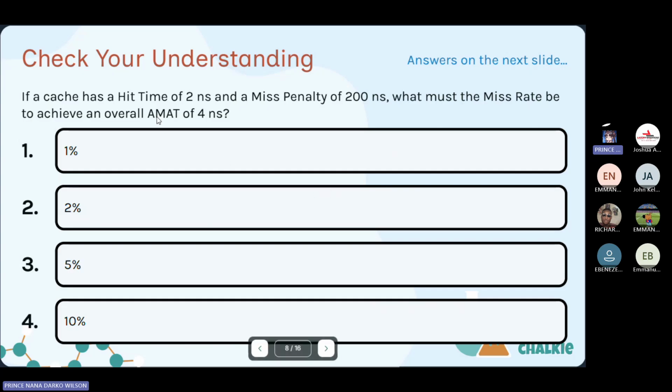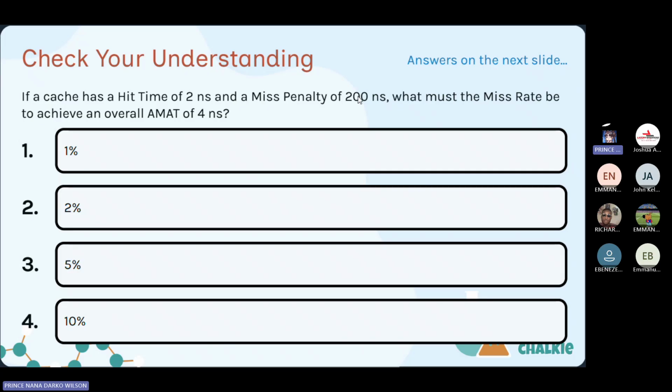So we know that the formula says the average memory access time, which is AMAT, is equal to the hit time plus the product of the miss penalty and the miss rate. So we have to calculate the miss rate. So we just have to do some change of subject. For average memory access time, which is 4, is equal to 2 plus 200 times the miss rate. So let's say that is x. So 2 plus 200x is equal to 4.